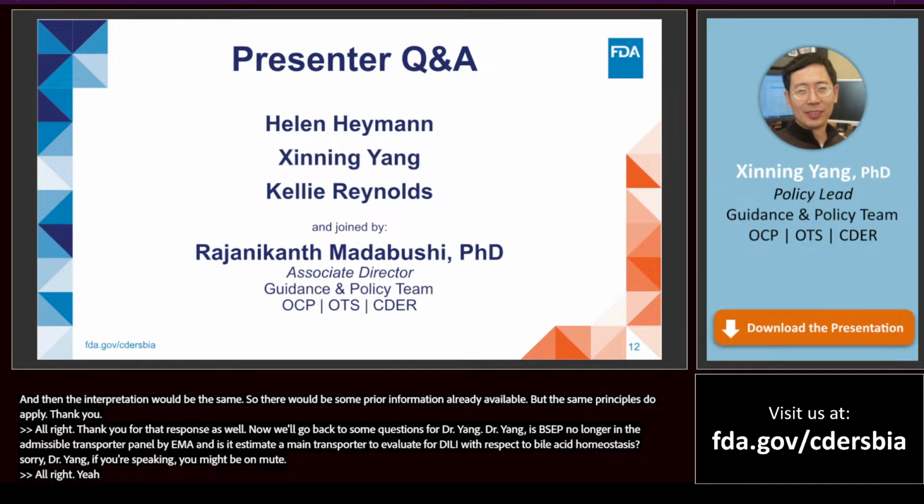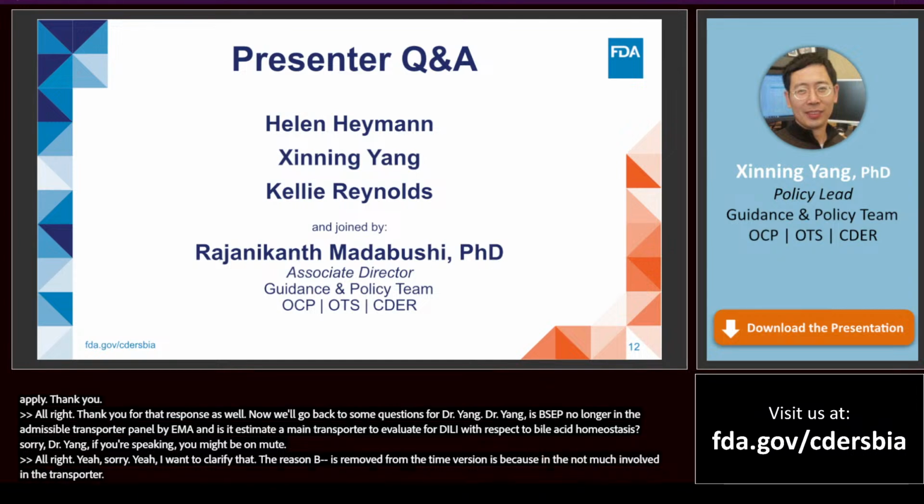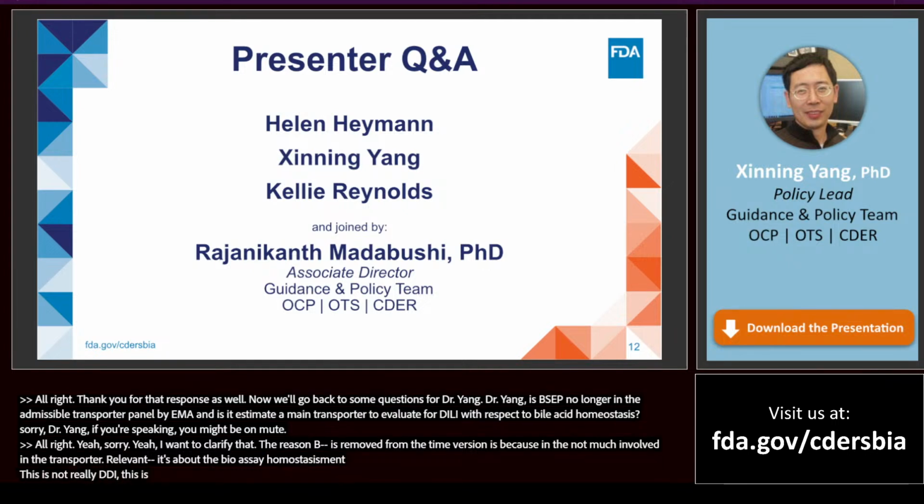Yeah, sorry. I would like to clarify that the reason BSEP is removed from the final version is because BSEP, as you know, is not much involved in drug transport. Its relevance is actually about bile acid homeostasis, and the inhibition of BSEP could potentially block the excretion of bile acid into the bile duct, and therefore potentially cause drug-induced liver toxicity. Because this is not really DDI, this is about drug toxicity profile evaluation, that's why we did not include it in the guideline.